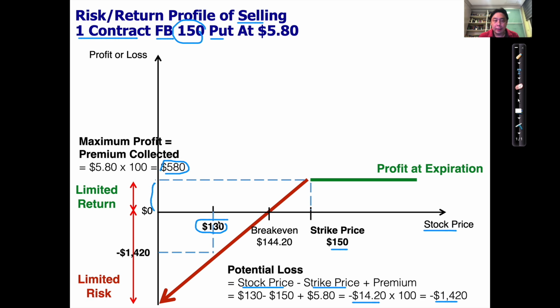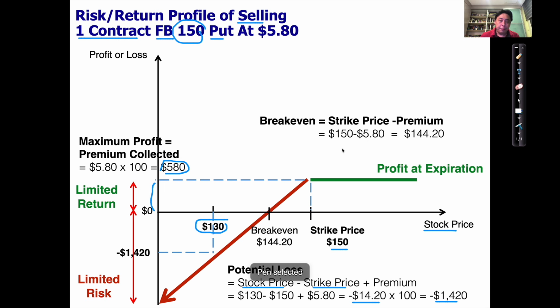What's the break-even price? The break-even price for selling a put would be the strike price minus the premium. So the strike price is 150, in this case, minus 5.80 will be 144.20. So at expiration, if the stock price drops below break-even, you will start to lose money on the trade. But even if the stock price drops, but it remains at or above 144.2, you are still breaking even.